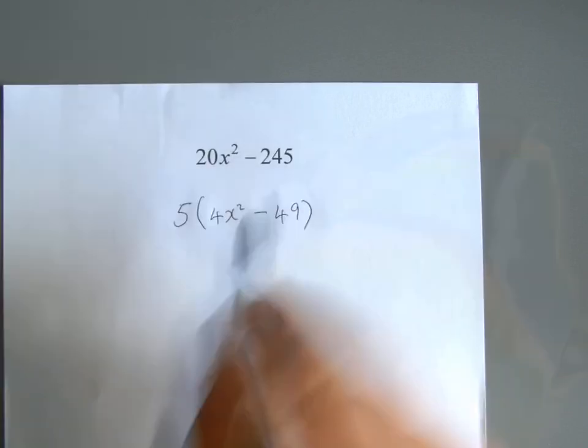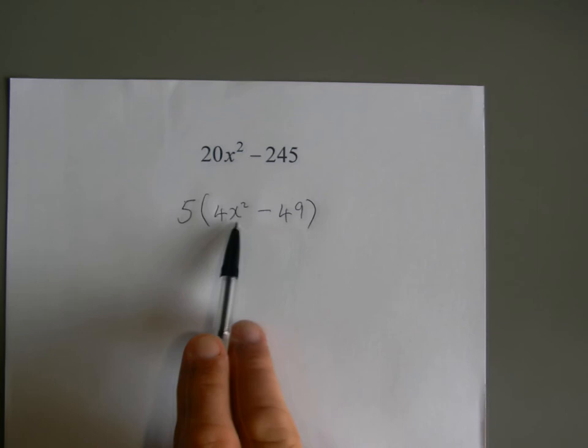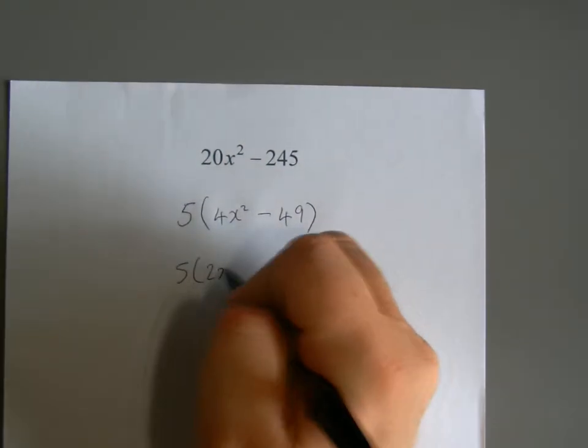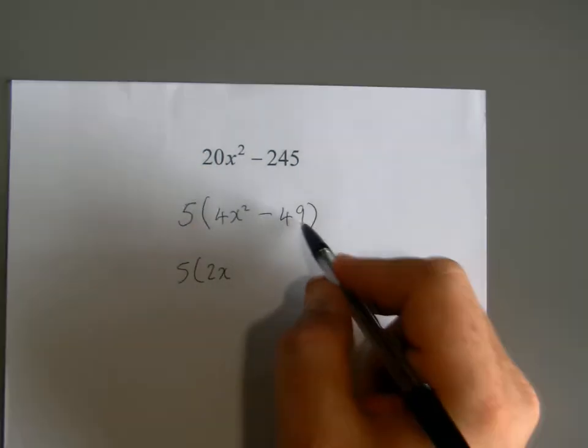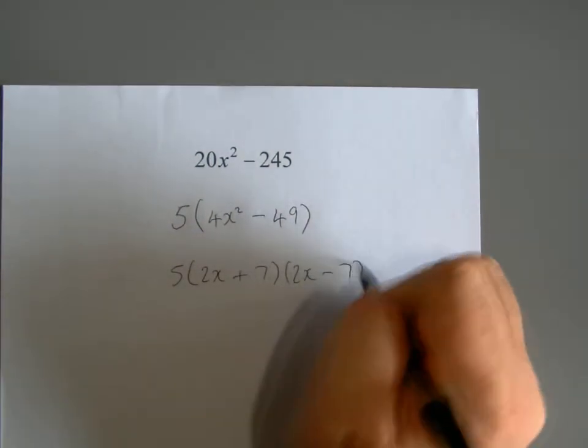Look in here, I've got two square terms. That's a square term, that's a square term. So two brackets, 2x there to square that. 49, you've got to square 7. So it'll be 2x plus 7, 2x minus 7.